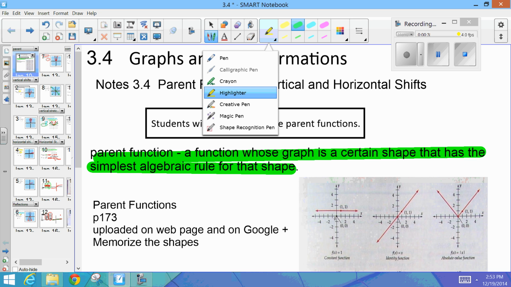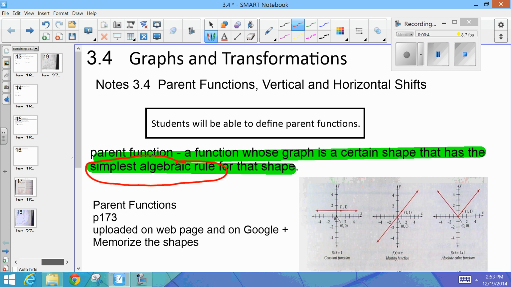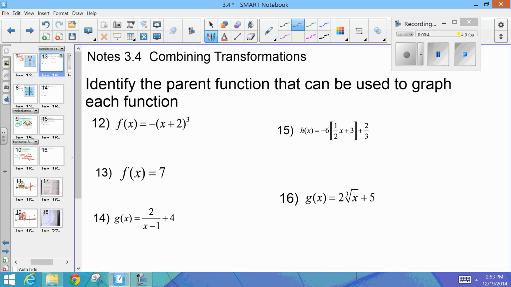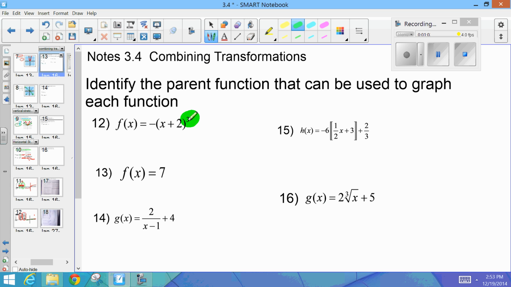So here's what I want you to focus on while we are talking about this in today's lesson. It's the simplest algebraic rule. So if we go back to these problems here, where they're asking for the parent function, you want to give an algebraic thing that is happening. And so we are looking for, in this case, x cubed. This is going to be a cubic graph. It's going to have the shape of a cubic graph. And so the parent function for this graph is f of x equals x cubed.